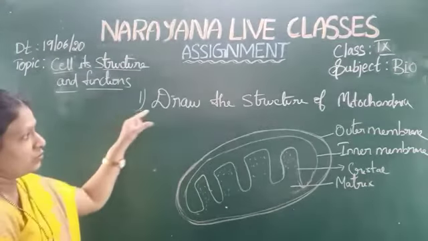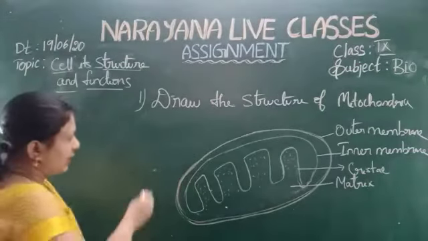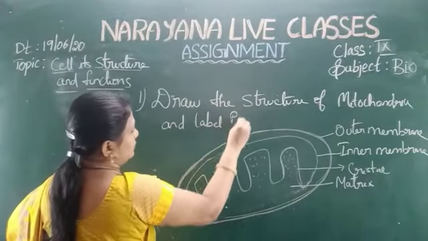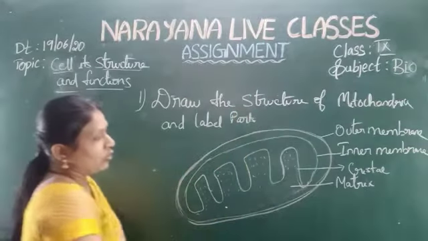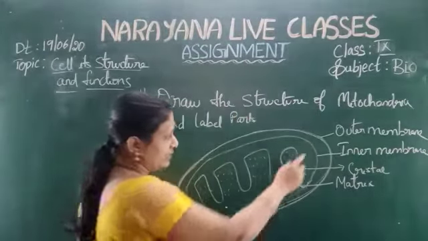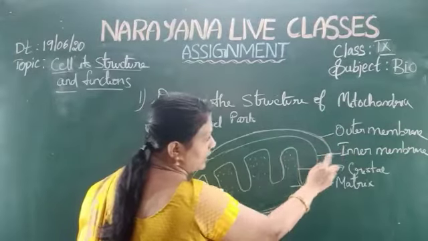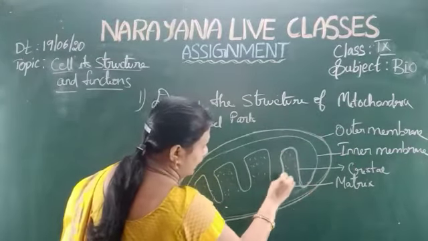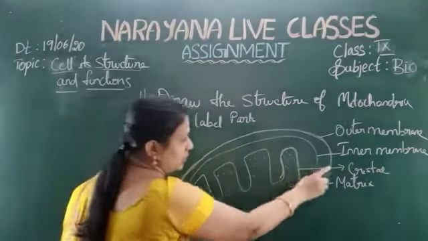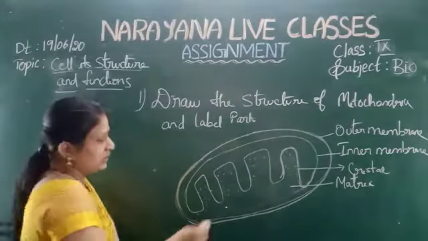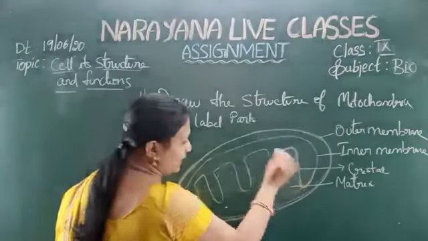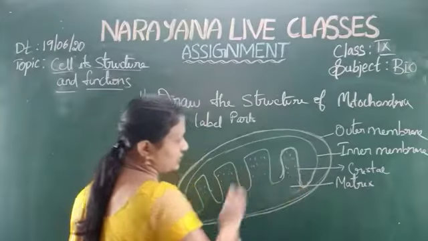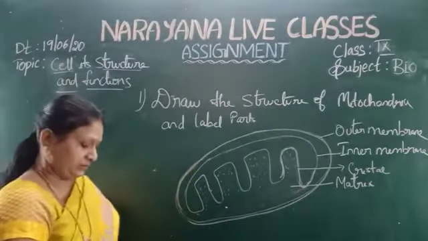So the question is, draw the structure of mitochondria and label its parts. Mitochondria consists of 2 membranes: the outer membrane and the inner membrane, and the inner membrane undergoes foldings. This is known as cristae. In between these foldings we find some space, and this space is known as matrix. So, next question.